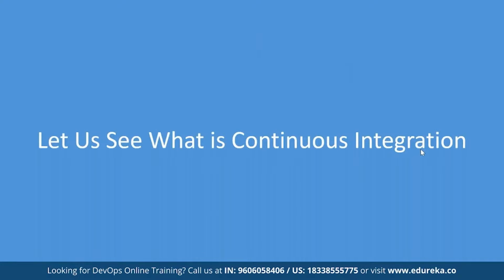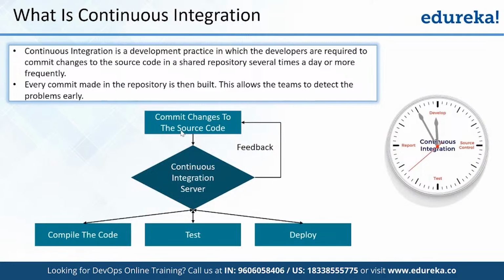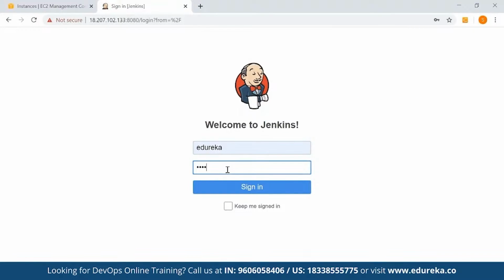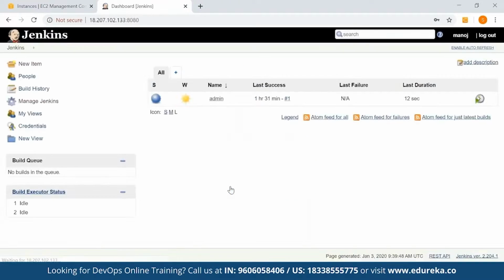So continuous integration is where you compile the code, test the code, and deploy the code for each and every commit. Now guys, let's talk about how we can use Jenkins. Let me open a Jenkins URL. This is the Jenkins I just installed, on one of the AWS machines I have.